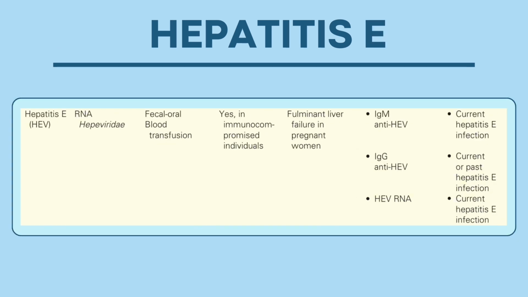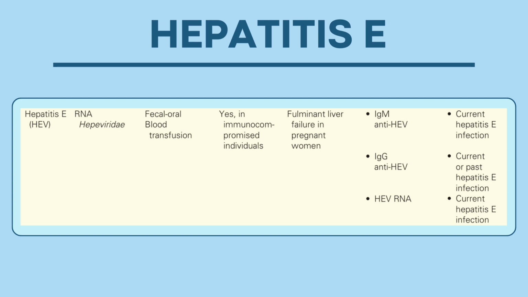On the fifth and last slide regarding hepatitis viruses is hepatitis E, which is under the type and family of RNA Hepeviridae. It is transmitted through the fecal-oral route or blood transfusion. It also progresses to a chronic state in immunocompromised individuals. It has complications such as fulminant liver failure in pregnant women.